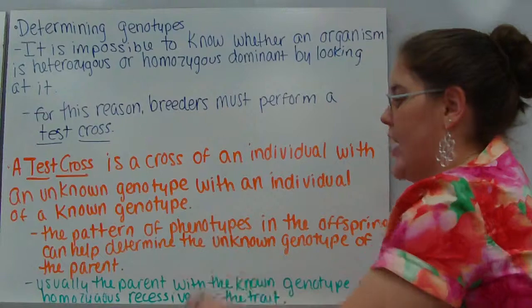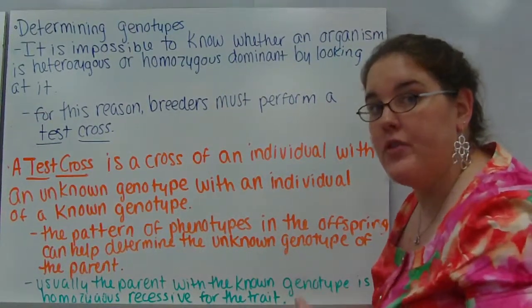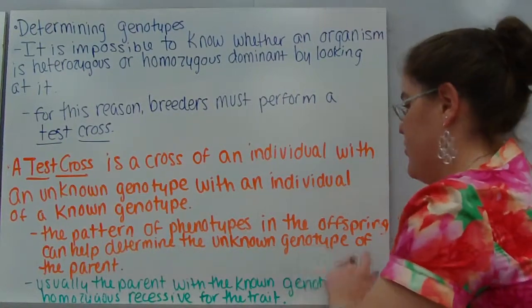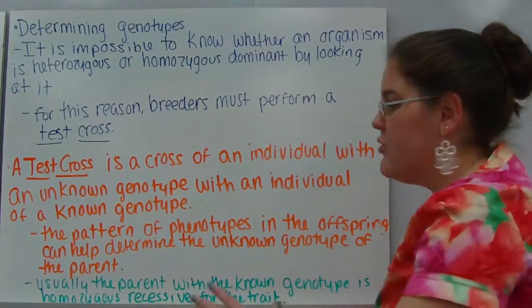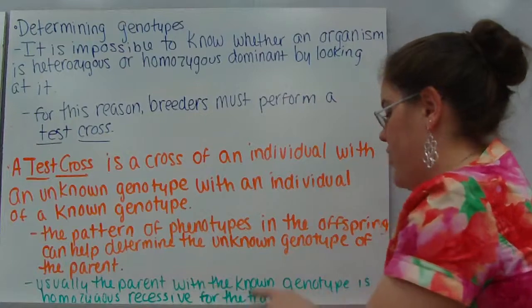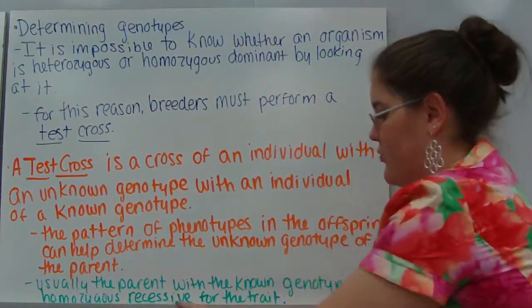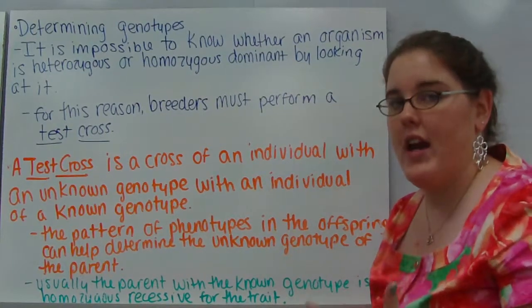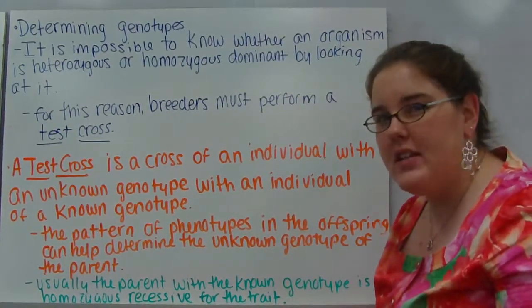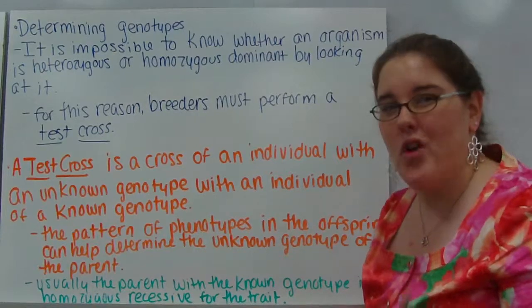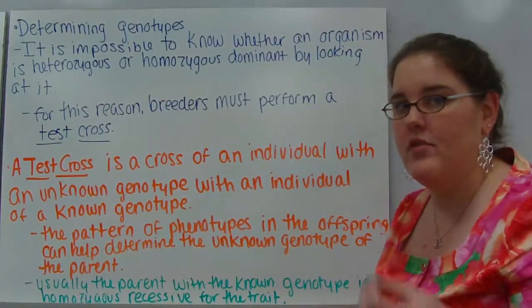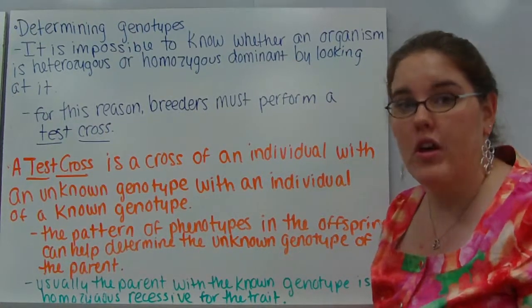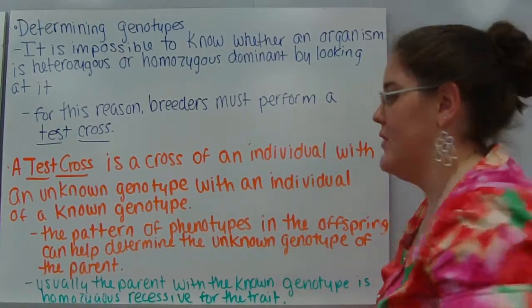The pattern of phenotypes, which remember, phenotypes are your physical characteristics, in the offspring can help determine the unknown genotype of the parent. Usually the parent with the known genotype is going to be homozygous recessive for the trait. If they are homozygous recessive, that means that your recessive trait has to be shown. It's pretty easy to determine if an organism is homozygous recessive. Again, that recessive trait has to be shown, so that cornstalk might be particularly short, which would be your homozygous recessive.